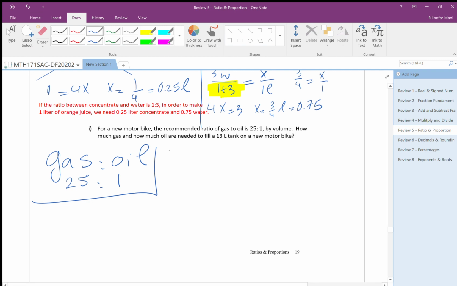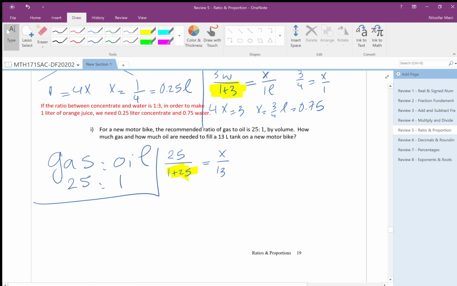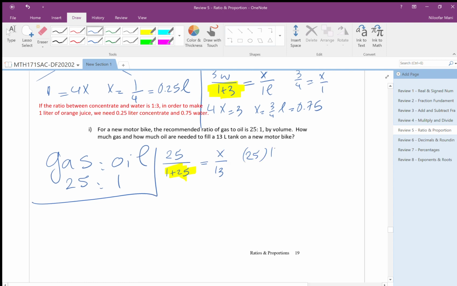Okay, so 25 over 1 plus 25, because I need the total, that's important, equals 13. And then it is 25 times 13 and 26x. So then it is 25 times 13 divided by 26 is x.